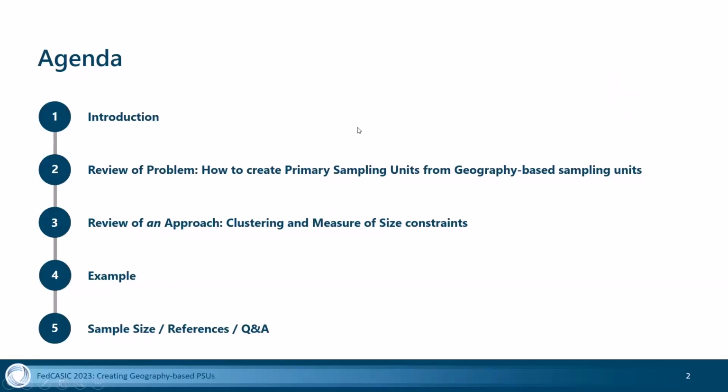So moving forward, I'm going to go through a review of how this works. We'll be walking through an example. I do not mean to present this as the only way of doing things, just an approach where we take into account distance and measure of size constraints. Again, we walk through the example. I'll link it to sample size and provide some references, and then obviously at the end of this session, take any questions.